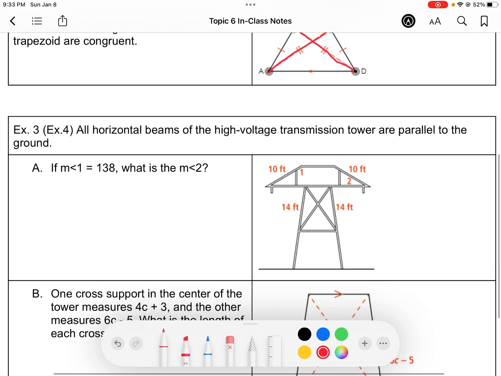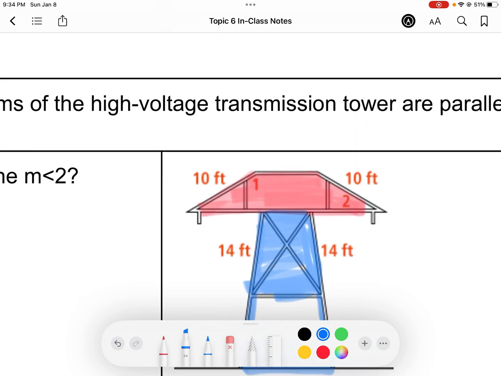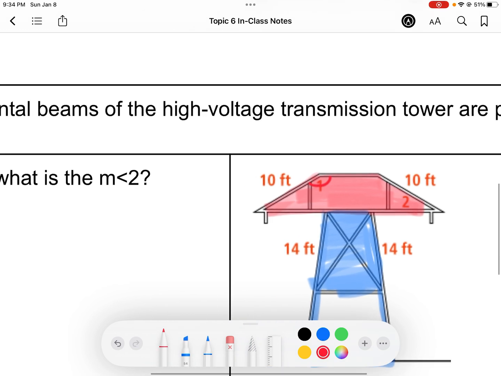So here's what we have in our example. All the horizontal beams of this high voltage transmission tower are parallel to the ground. So we actually have some trapezoids here. We have this big trapezoid. And then we have this trapezoid, which I can go all the way to the ground with, or I can just do that part of it, okay? First of all, it says if the measure of angle 1 is 138 degrees, well, angle 1 is that angle. It says, what's the measure of angle 2? Well, if this is 138, so is this one here.